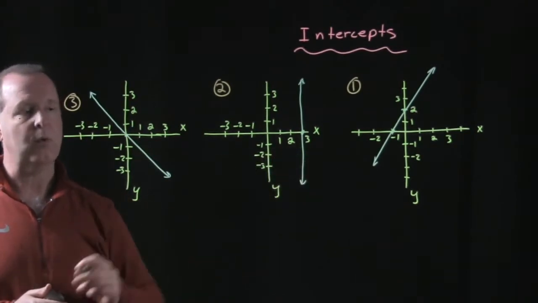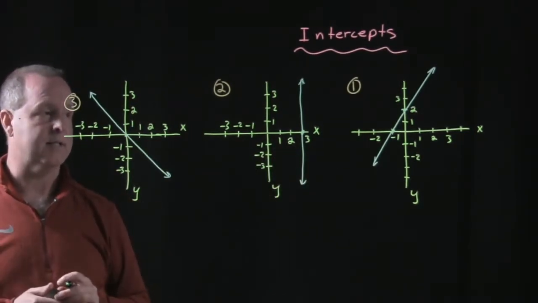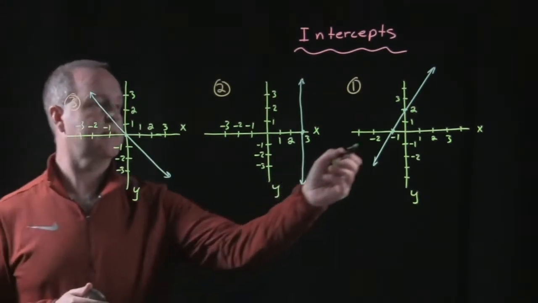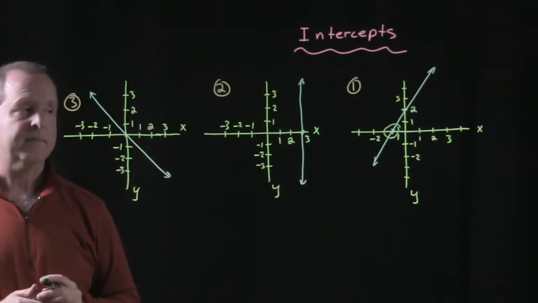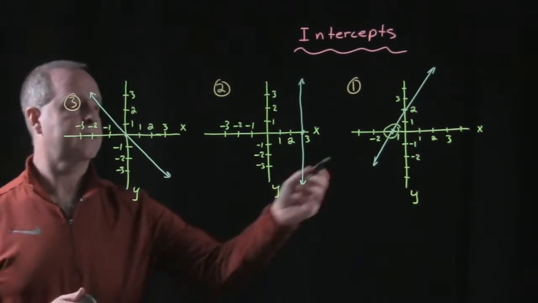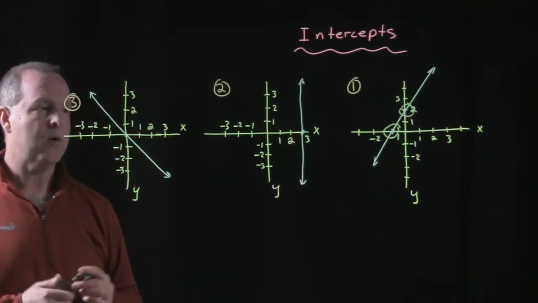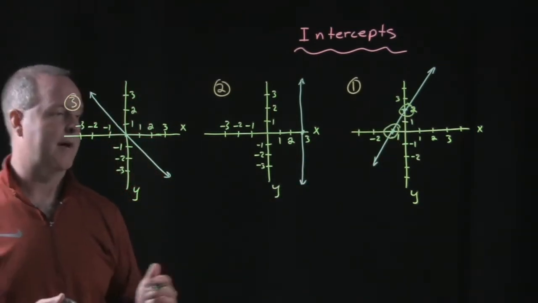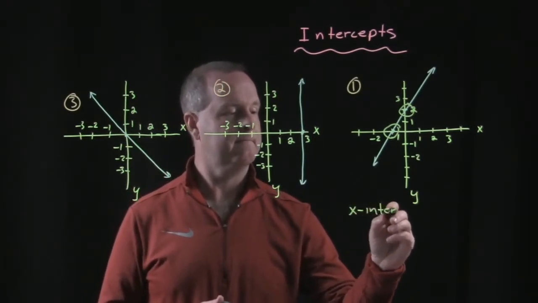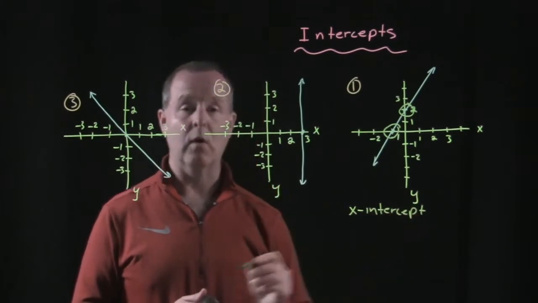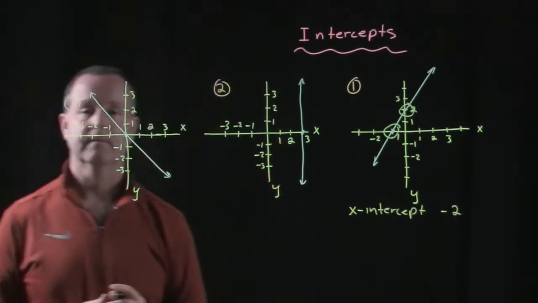So notice on my first graph over there, I have a graph that crosses the axes at two different places. Crosses the x-axis right there at -1, and it crosses the y-axis here at +2. So on that one, we would say then that the x-intercept, where it crosses the x-axis at, we would say the x-intercept is -2.